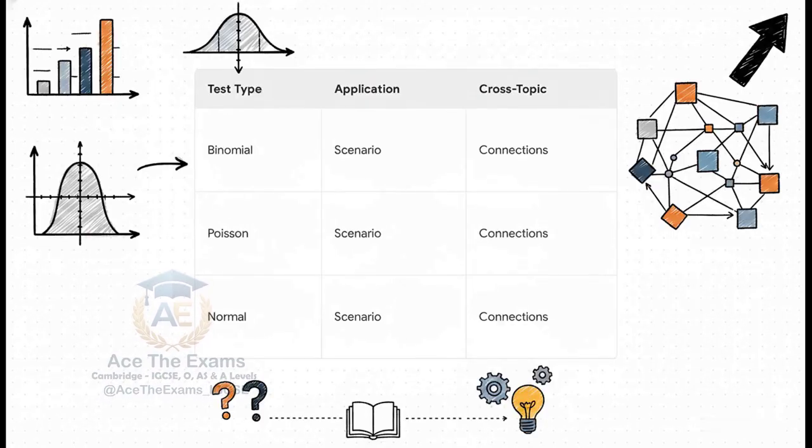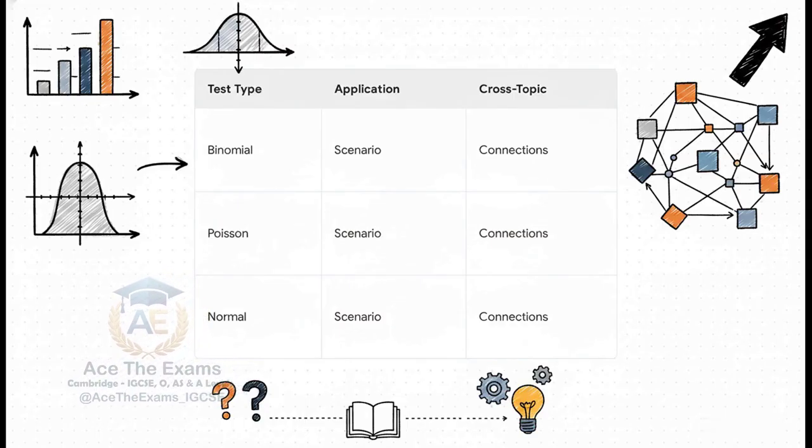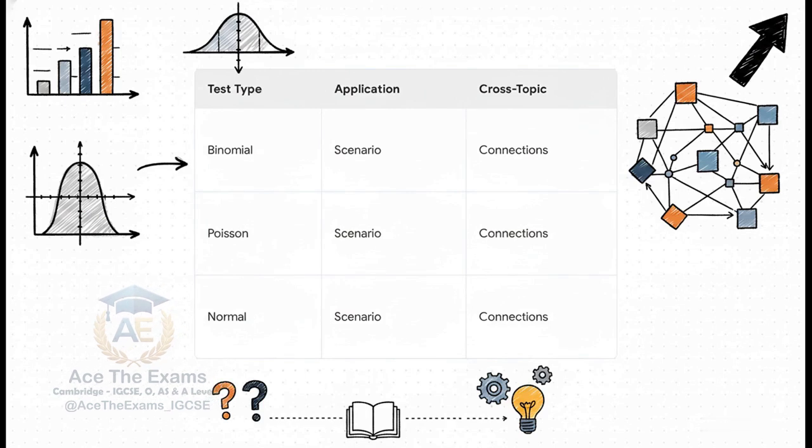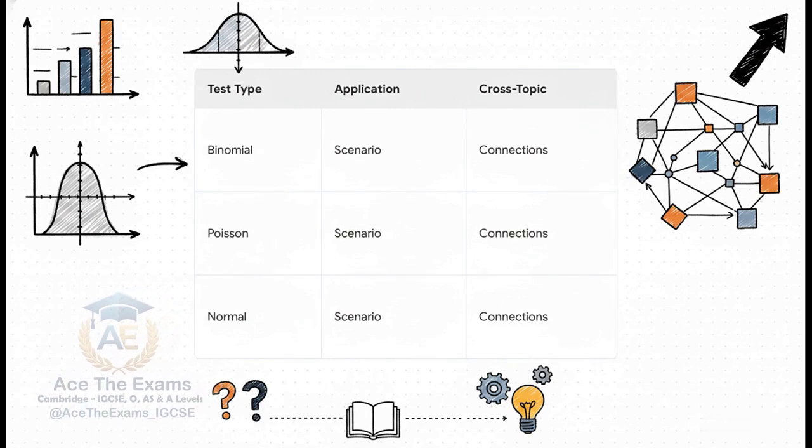When we map out our 3 primary test engines, binomial, Poisson, and normal means, you absolutely must know their basic atmospheric applications. You need to know when discrete data demands a Poisson approach versus a binomial one.